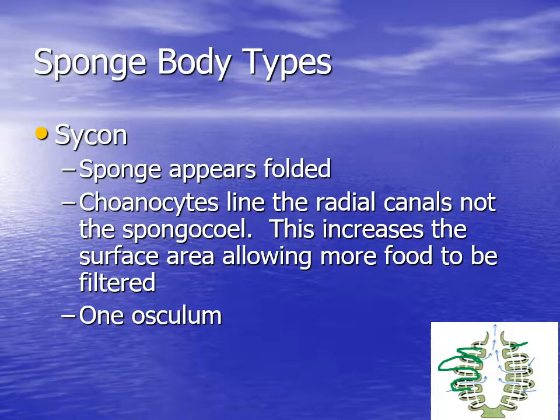So we can increase the number of collar cells when we increase the surface area. And by increasing that surface area, that allows for more water to be filtered and therefore more food to be consumed. But we still maintain that flow into the incurrent pore. You get out of the radial canal into the spongocoel, and then out through the osculum. And with the sycon body type, there's still just one osculum.